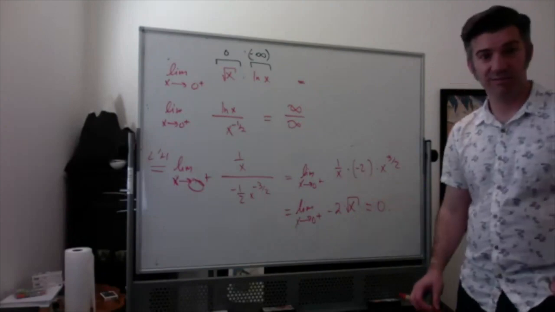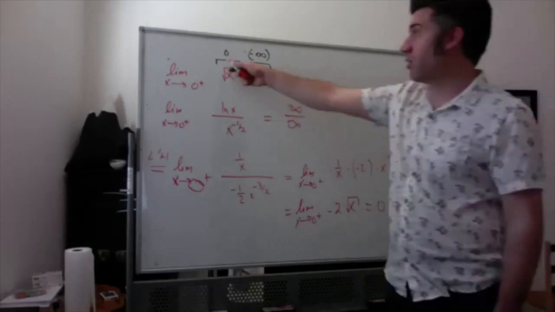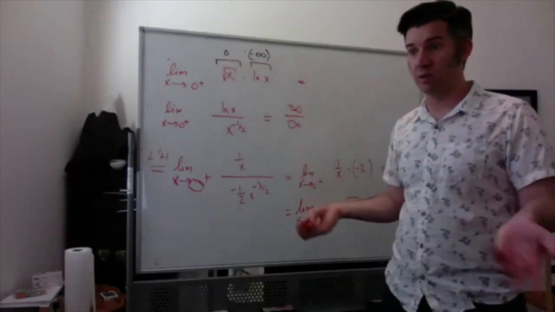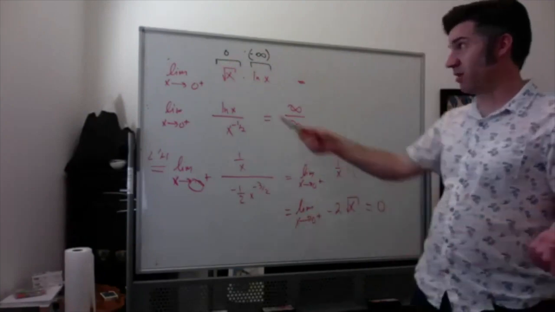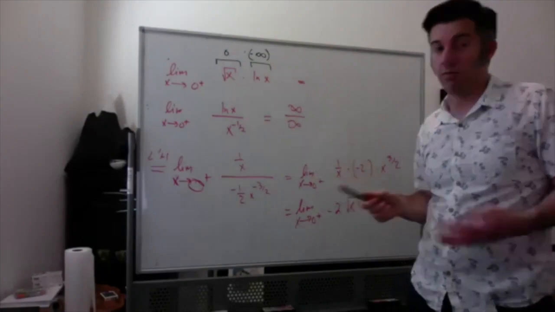And that's it. So in this case, it happens to be that a 0 times something infinitely large ends up being 0. But I will show you next Tuesday other examples where a 0 times something infinitely large is not 0. It ends up being 1 or bigger. So yeah.